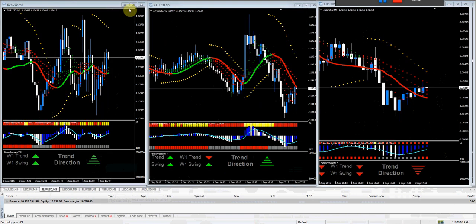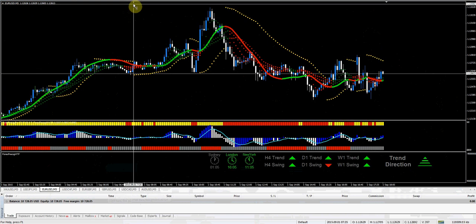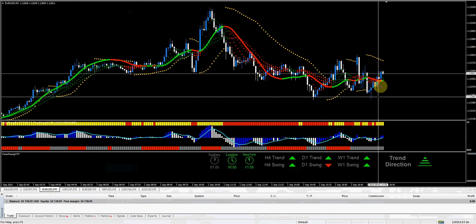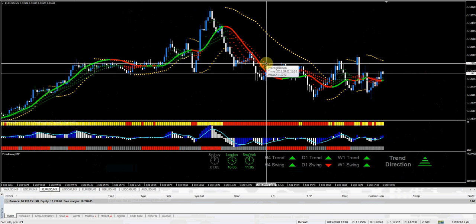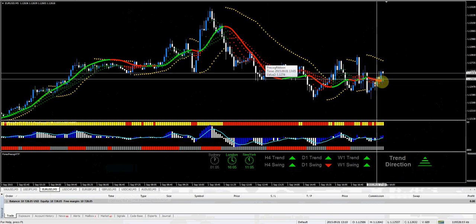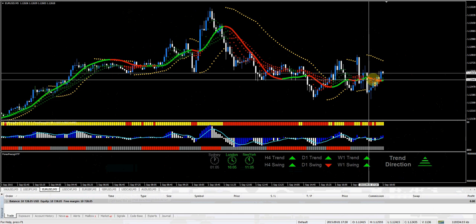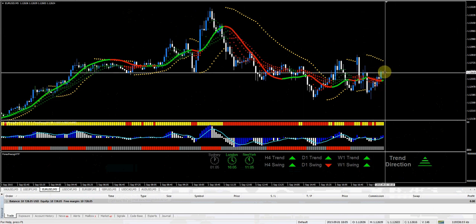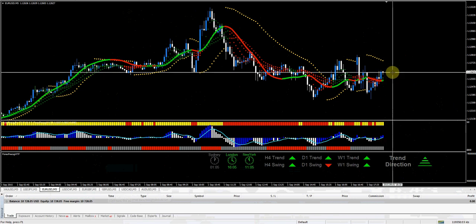Alright guys, I'm taking a look here at the Euro USD, and as you can see, the trend direction is up. Everything else looks good. The Precog ribbon turned green, and the Precog predictor turned green here as well. Market closed above the ribbon.